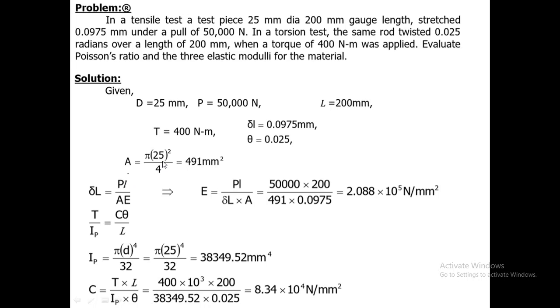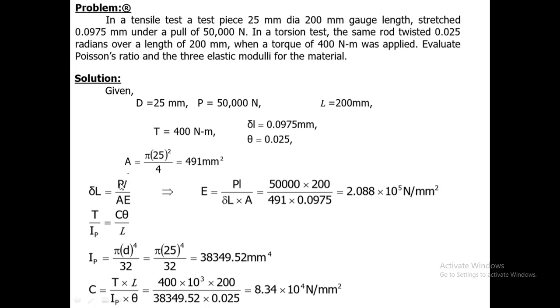P is the load applied in tension. L is the length of the rod. A is the cross-sectional area of the rod, which we just calculated, and E is the Young's modulus. So using this equation, based on the data given, since elongation is given, load is known, length is known, and area we calculated, you can easily find out the first elastic modulus, that is Young's modulus, or modulus of elasticity, E.